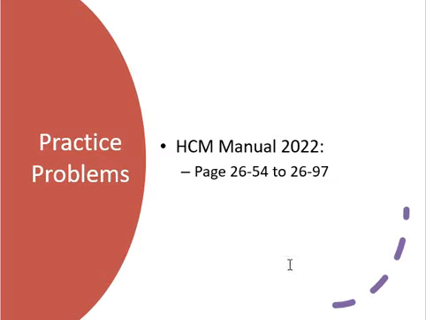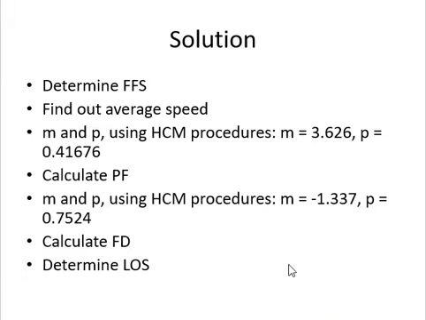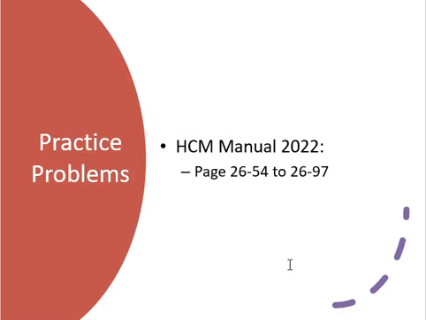So these were the values M and P given for each thing separately, and these are the examples you should look at in the manual. Clear? Yes.